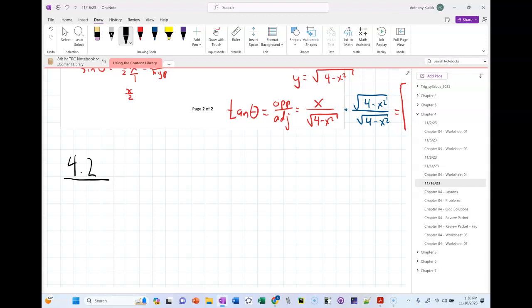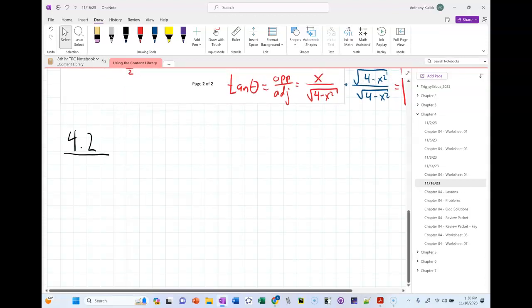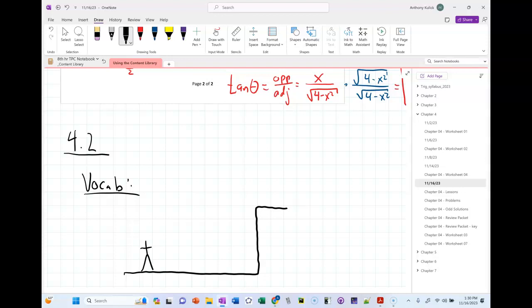Overall, I think 4.2 is pretty easy in that it's not really anything new. There are just 2 pieces of new vocab, and otherwise, there's nothing new mathematically that we haven't already done or talked about. So that's always kind of nice. So let's talk about these two new vocab terms. But I'm not going to define these in words. I'm going to define these in pictures.